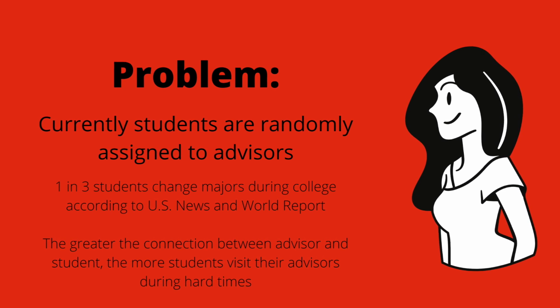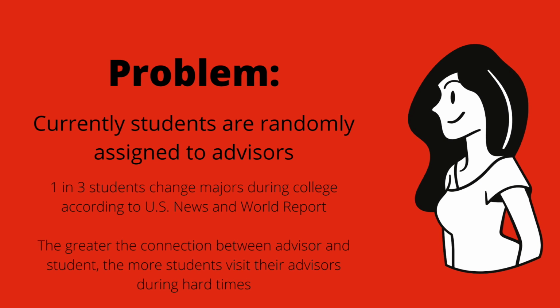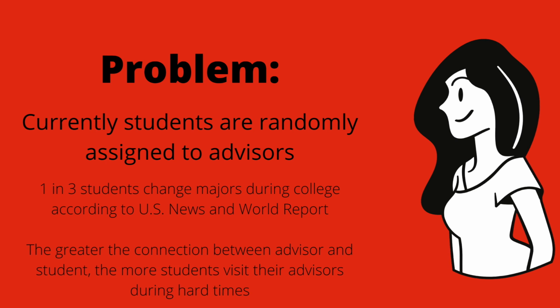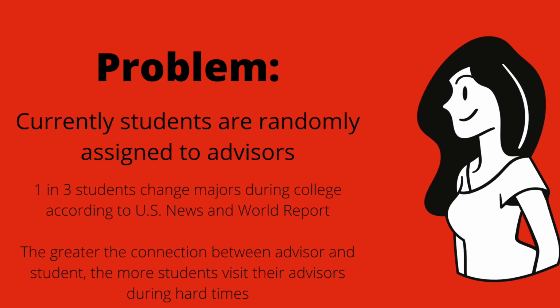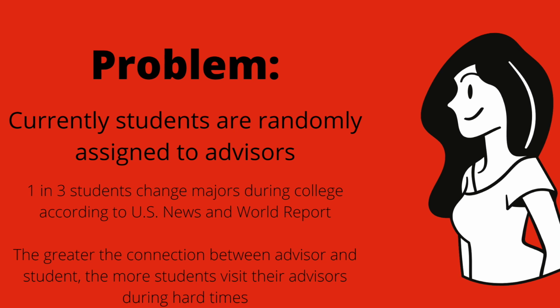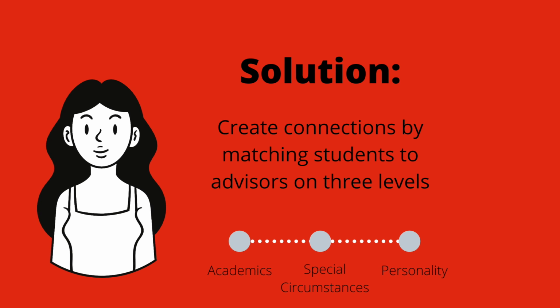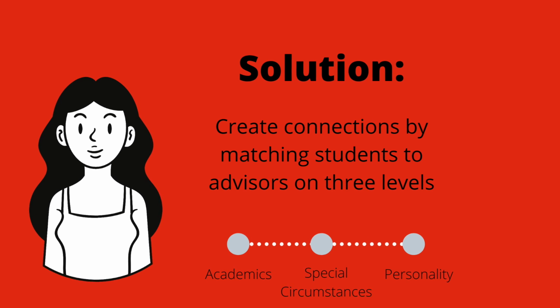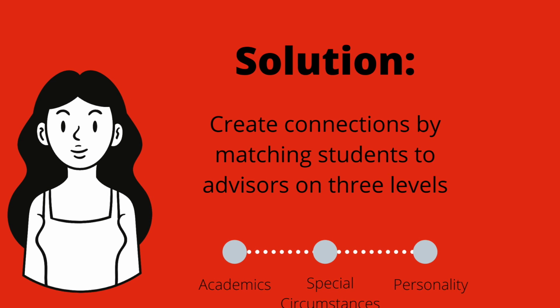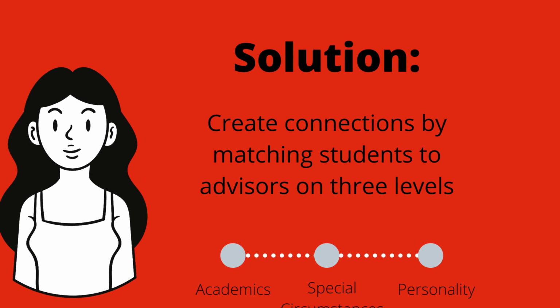U.S. News and World Report says that 1 in 3 students change their major during college, and at private schools, the average student takes 136.5 credits for a 120 required credit degree. These numbers can be greatly improved with some targeted advising early on. Our solution is the introduction of a new and easy survey focusing on 3 main criteria: academic interests, special circumstances, and self-reported personality traits that will help match students to advisors.